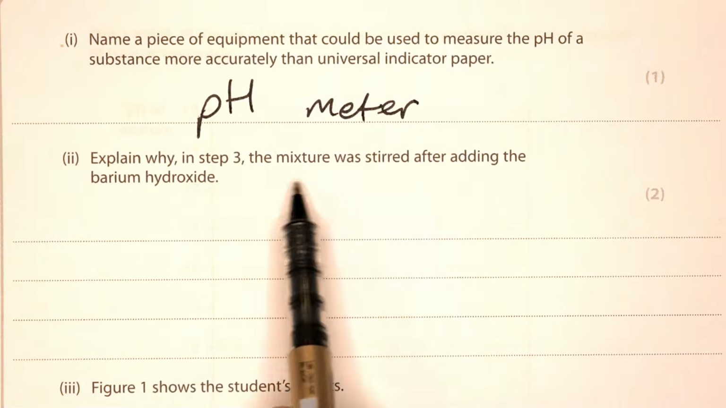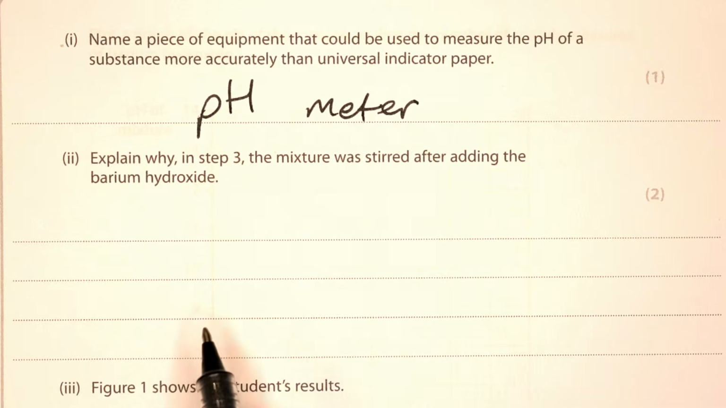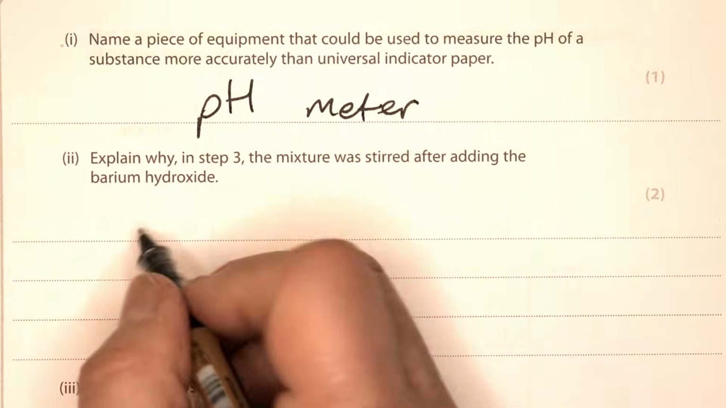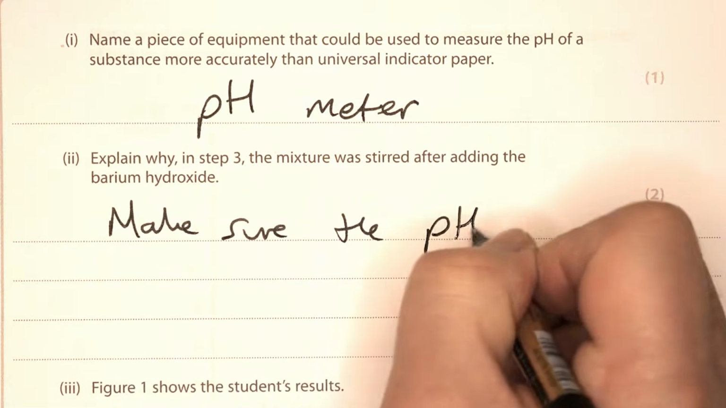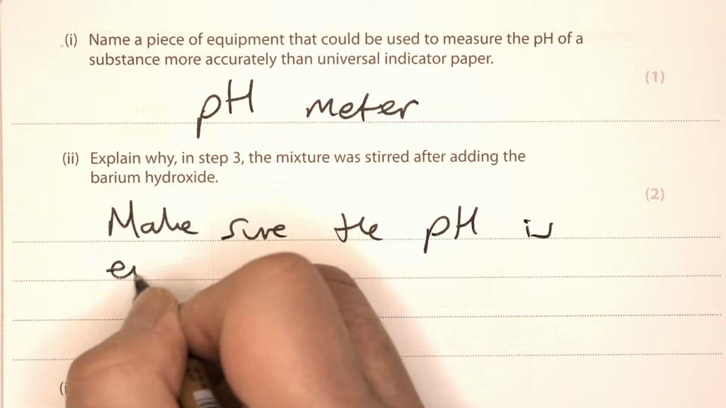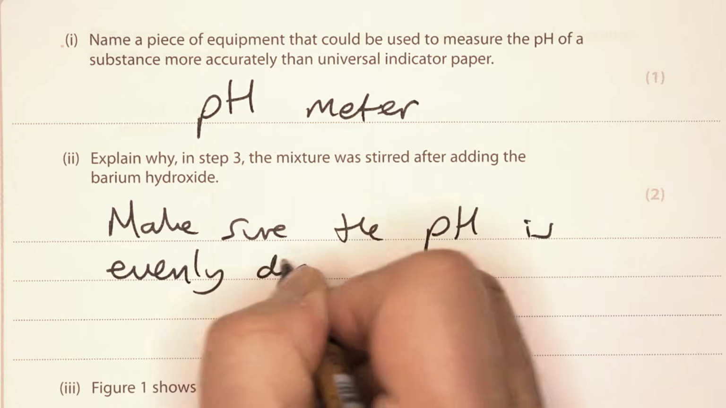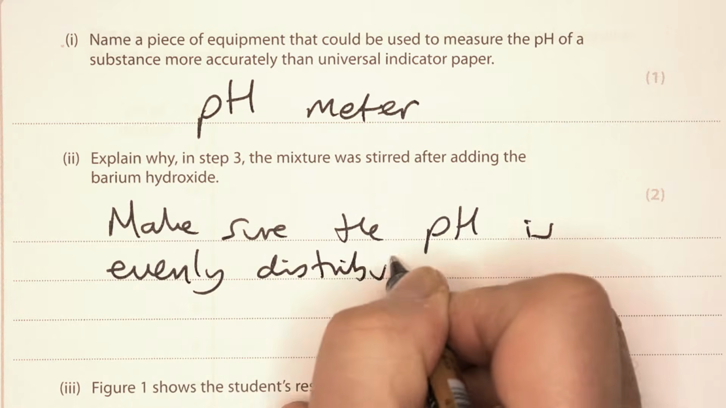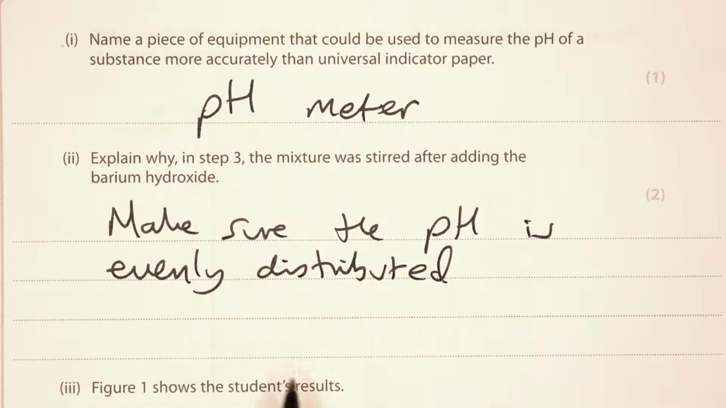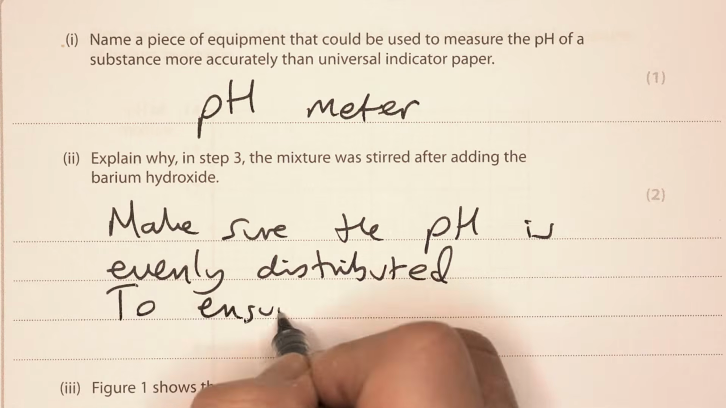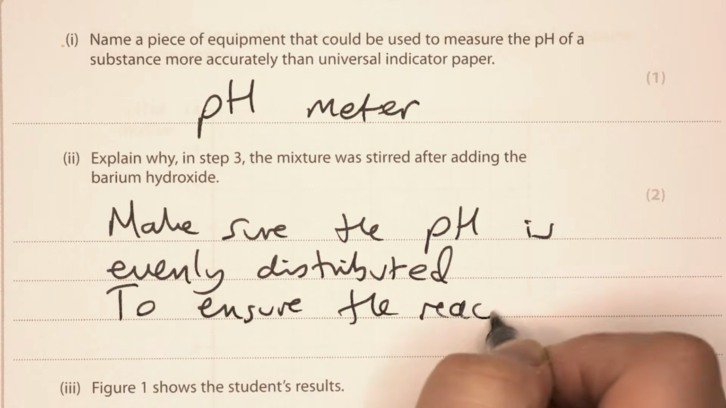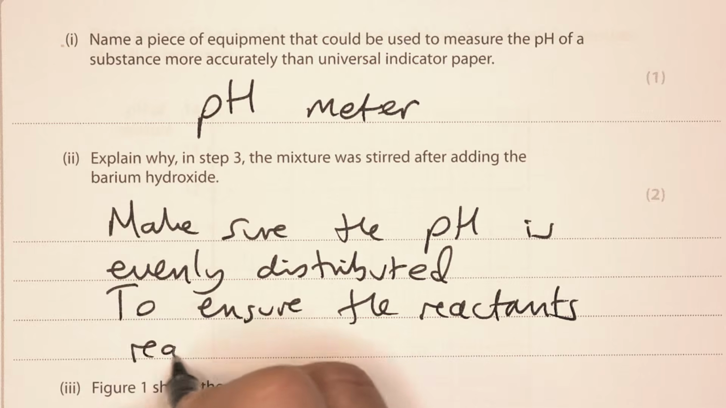Explain why in step 3 the mixture was stirred after adding the barium hydroxide. Well, this is to make sure the pH, or the acidity, is evenly distributed. So within the beaker you don't get, for example, pH 3 and 4, it's evenly mixed, and it's also to ensure the reactants react fully with each other.